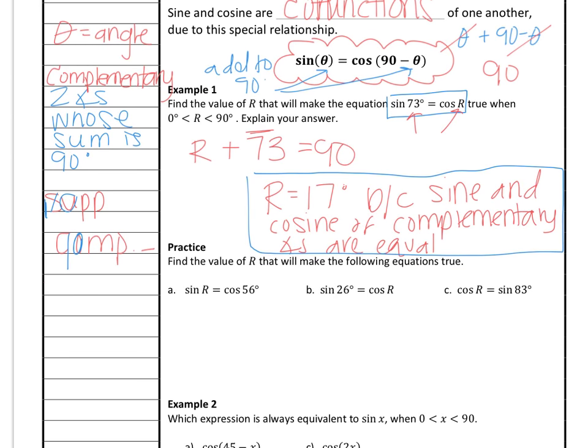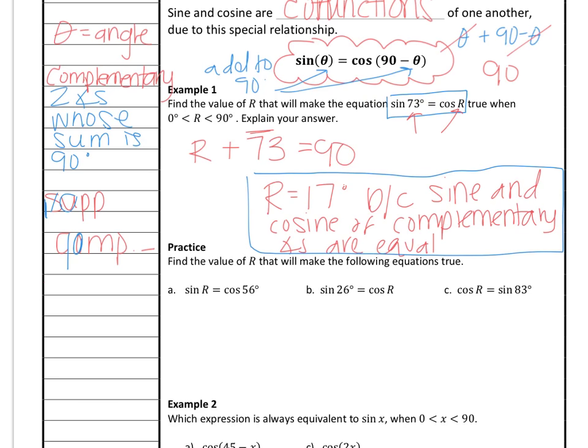So then you have 3 questions here that say practice, find the value of r that will make the equations true. Now, if you go back to example 1 and you type in sine of 73 on your calculator, you're going to get a pretty nasty decimal, and that's okay. But you can always check your answer by plugging in what you found. So you type in sine of 73, you get an answer. Then you type in cosine of 17, you get that same exact answer. Obviously, because it says equals. If you don't get the same answer, then clearly you did something wrong.